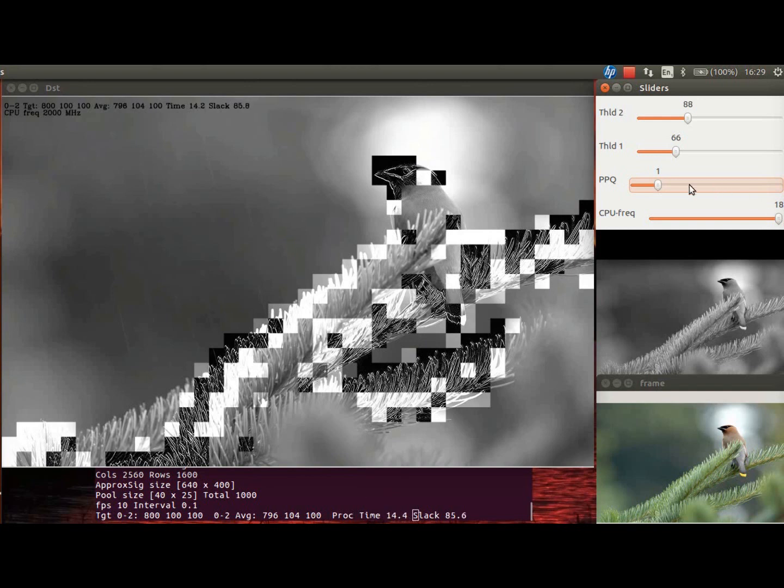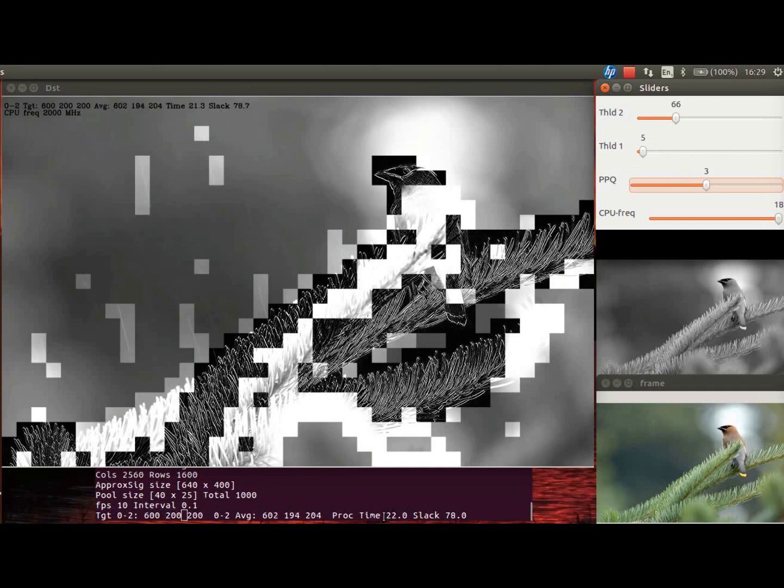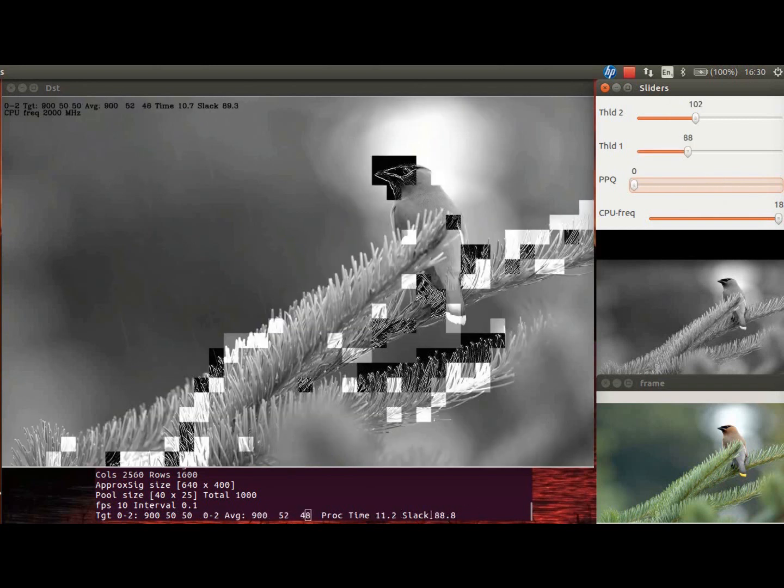So as we go up in the PPQ level, you can see that more and more parts of the image get processed at 5x5 and more at 3x3. And of course all this time the processing time is going up and slack time is coming down, but we still have 79 milliseconds of slack time here. Now the other option, which we'll see later on, is where once you go down to this lower level, you have a significant amount of slack time, so we have the opportunity of reducing the CPU frequency, which won't happen on this, but it happens on the later demo.